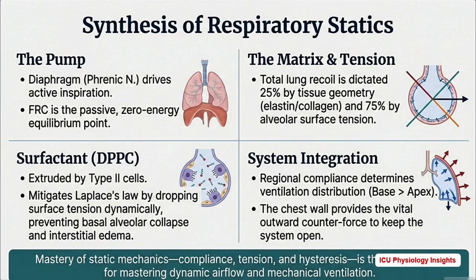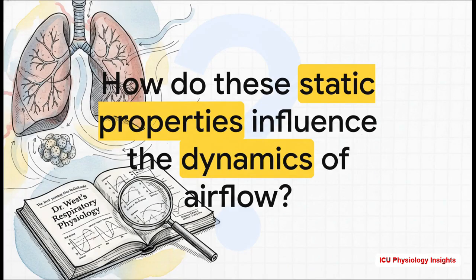So, to summarize, the static mechanics of breathing are governed by this really elegant interplay between the muscular pump, the intrinsic compliance of the lung tissue, the physics of surface tension overcome by surfactant, and of course the opposing elastic forces of the lung and chest wall that establish our resting lung volume, FRC. You see, these static properties are the very foundation upon which the dynamics of airflow are built. So the next logical question is, how do alterations in these properties, things like compliance and recoil, lead to the pathophysiology of obstructive and restrictive lung diseases?